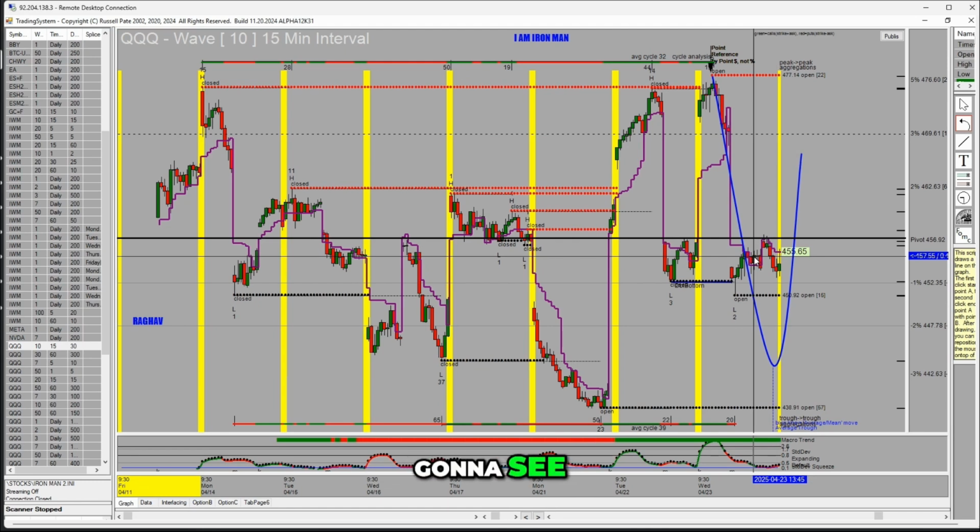You're going to see, when we see the transition above the pivot of the price, that the pivot value actually changes to 455.65. It means the pivot value changes to the vector value when we see it transition either above or below the pivot.